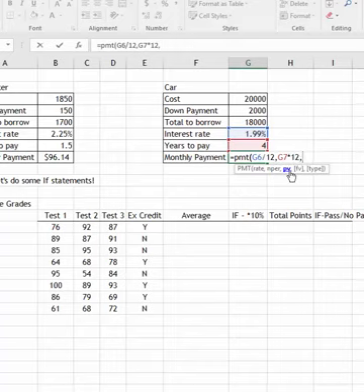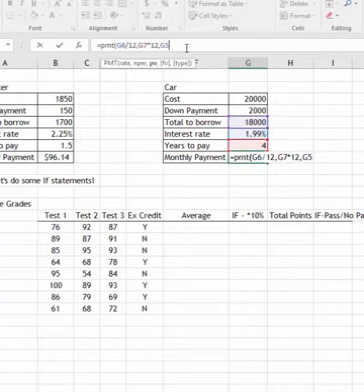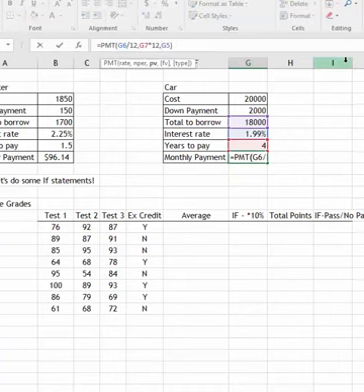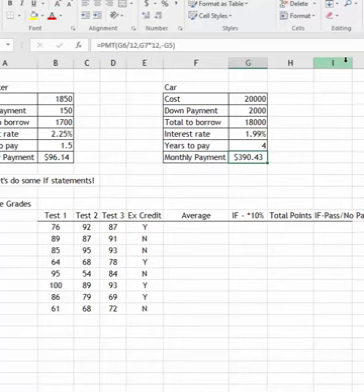And our present value is what we're borrowing. And then I can close my parenthesis, and it's going to show up as a negative number because I didn't put negative PMT or negative G5, but I could put negative G5 here, and it shows up as a positive value. Okay. It doesn't matter to me whether it shows up as a positive or a negative number. We just want a number in there.